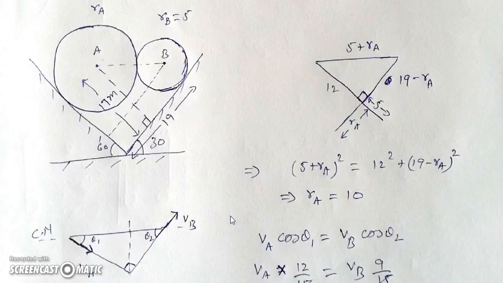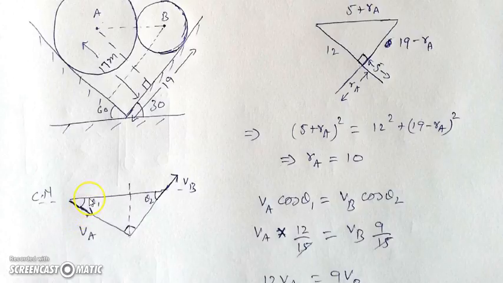Again, using the same triangle, velocity of A will be in this direction and velocity of B will be in this direction. Look at the diagram. VB will be in this direction, VA will be in this direction. Theta 1 and theta 2 are known to us, as the triangle is right angled and we know all the sides: 12, 9, and this will be 9 plus 5, which is 14.